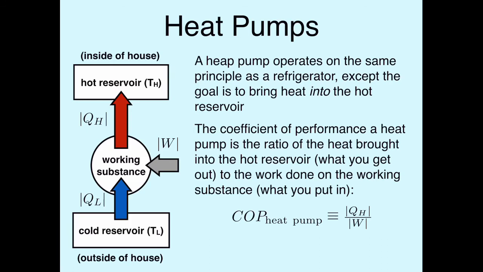So we have a cold region, the temperature is TL. We have a hot region, the temperature is TH. And then we have a working substance, which is typically going to be a gas of some kind. And just like for a refrigerator, we have QL flowing out of the cold region into the working substance. We have QH flowing out of the working substance into the hot region. And then we're doing some work in this process on the gas.